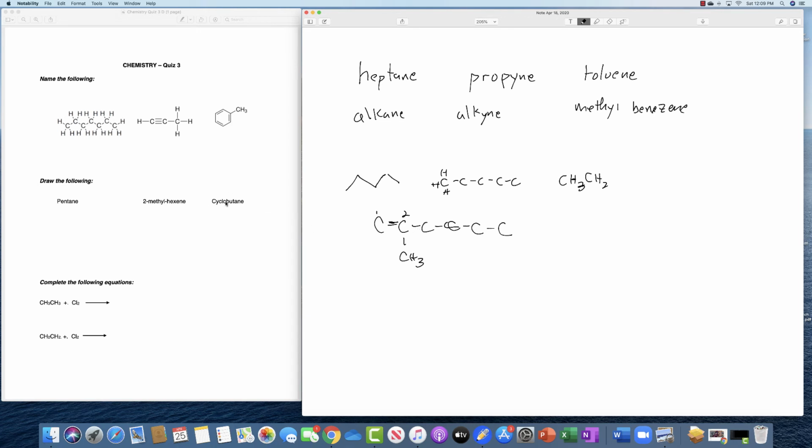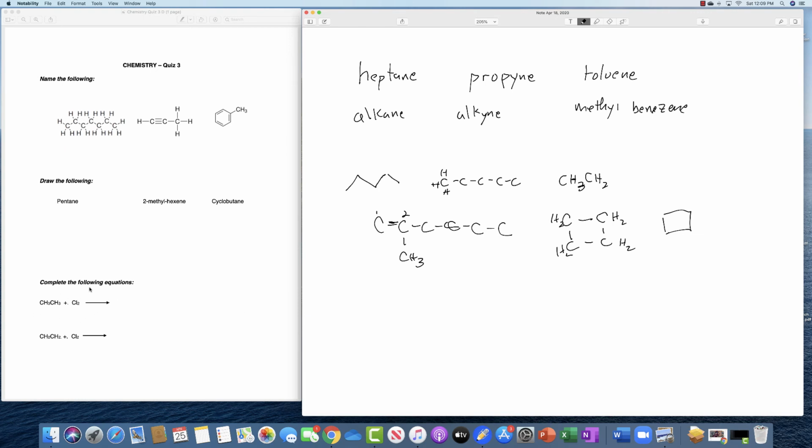The last one is cyclobutane. Butane tells you there's 4 carbons. Cyclo just tells you it's in a circle, like this. So cyclobutane looks like this. Each of these will have 2 hydrogens. If you put those in or if you didn't, I didn't care. If you just wrote a box, I gave you that.